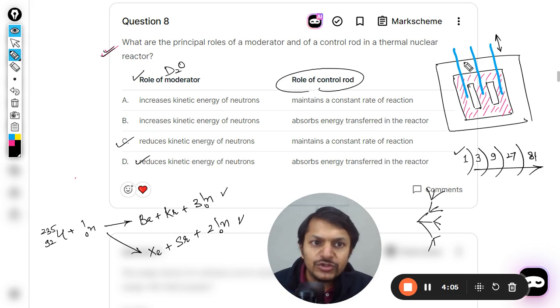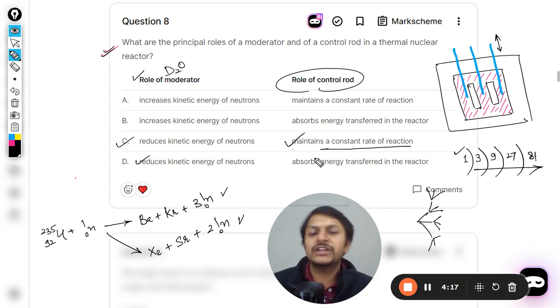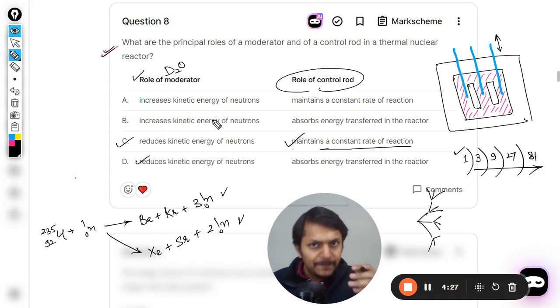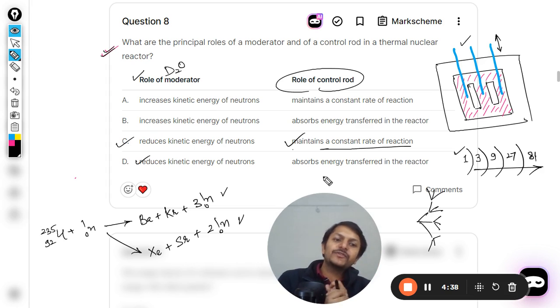So what we do is use the control rod, and its main purpose is to absorb the neutrons. When it absorbs the neutrons, it maintains a constant rate of reaction. It is not allowing the nuclear reaction to go out of control. Only one neutron in each cycle is allowed to react, and other neutrons, if they are ever produced, are absorbed by the control rods. This is the purpose of a control rod.